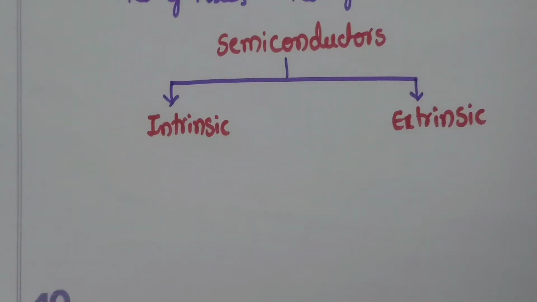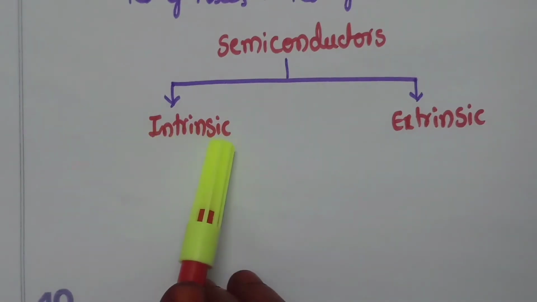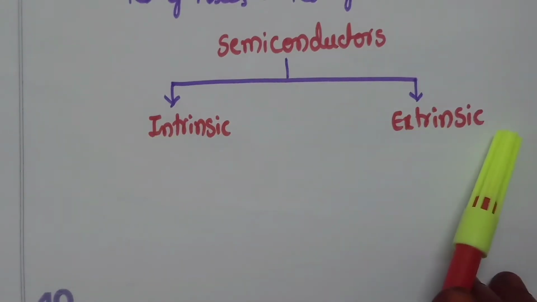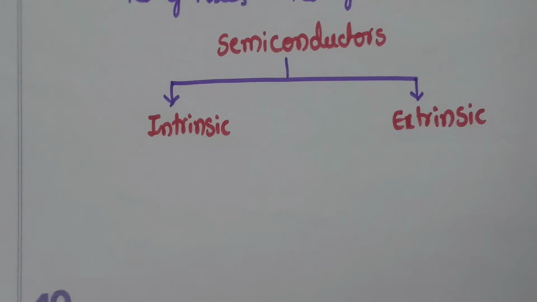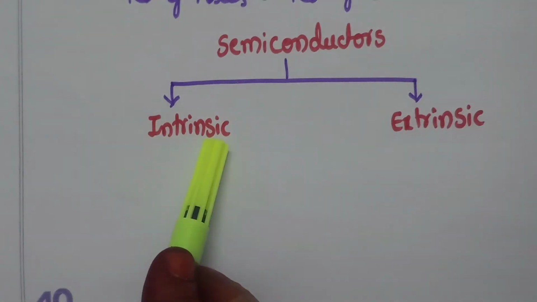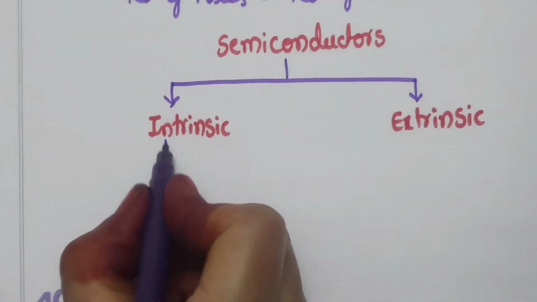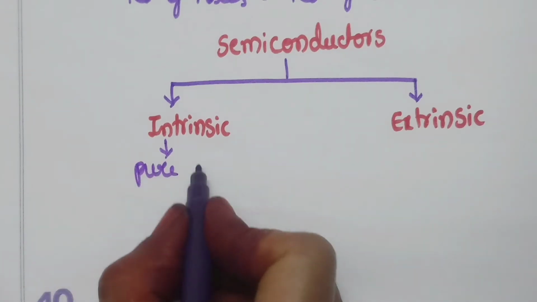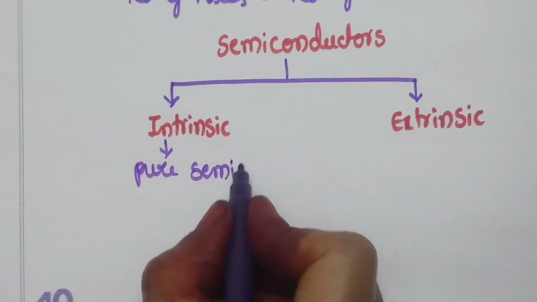Semiconductors are classified into two types. One is the intrinsic semiconductor and the other one is the extrinsic semiconductor. First, let us discuss the intrinsic semiconductors. Intrinsic semiconductors are the pure semiconductors, meaning there are no impurities added to the semiconductor.